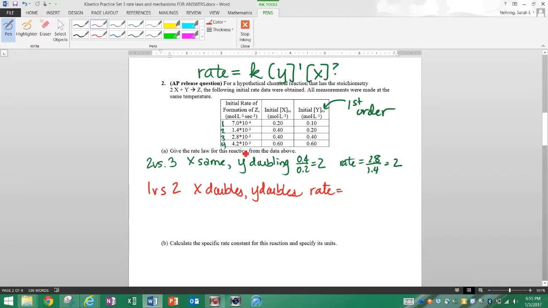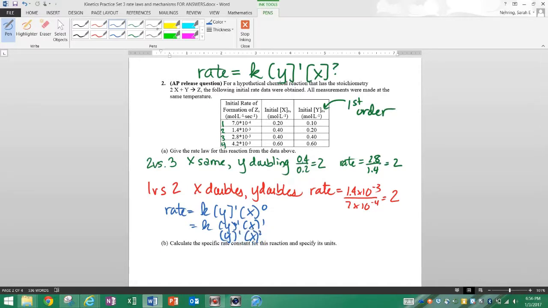And what happens to the rate here when x doubles and y doubles? If you look at the rates, 1.4 times 10 to the negative 3, 7 times 10 to the negative 4th, the rate also doubles. Okay, so x doubles, y doubles, the rate doubles. You're trying to figure out what scenario best fits this data. Well, our options are my rate could either equal y first order times x to the 0, or y first order x first order, or y first order x second order. So you ask yourself, which scenario does it match?